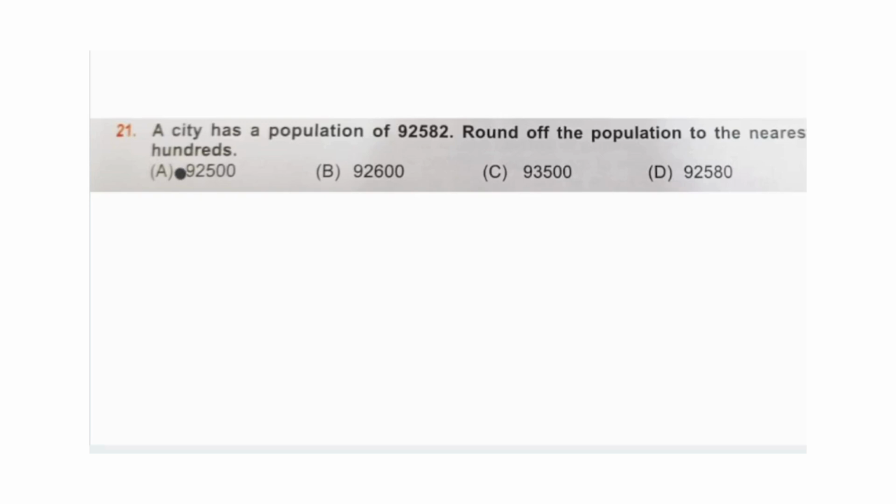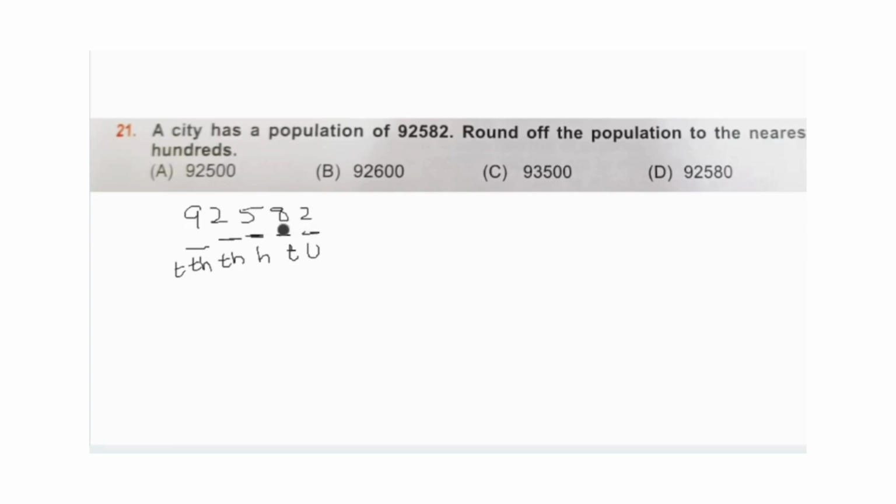So let's write down the number first: 9, 2, 5, 8, 2. That is the population of the city. Now in the ones place you have 2, at the tens place 8, hundreds place is 5, at the thousands place you have 2, and at the 10,000s place you have 9. Since the question says to round off to the nearest 100, the value at the hundreds place is 5.